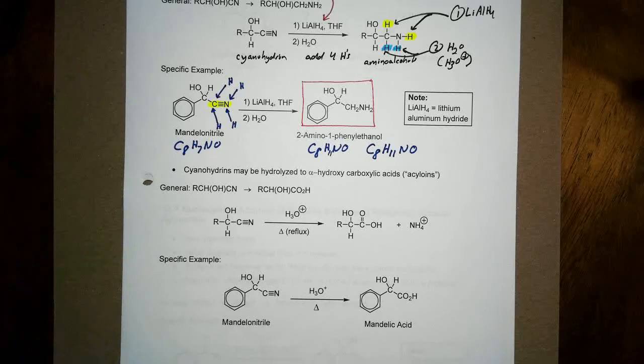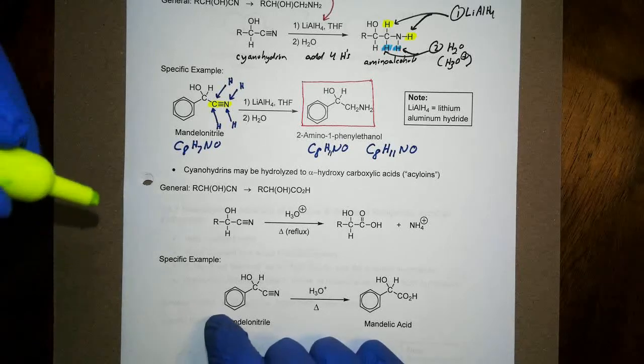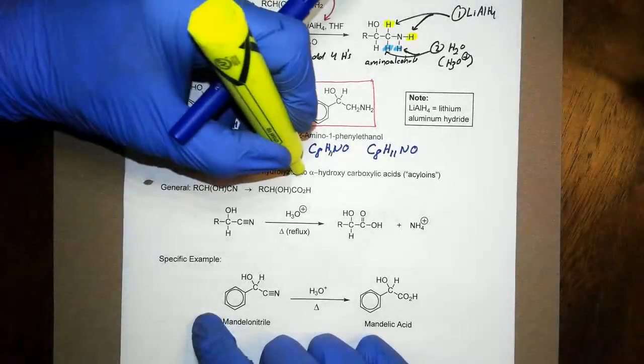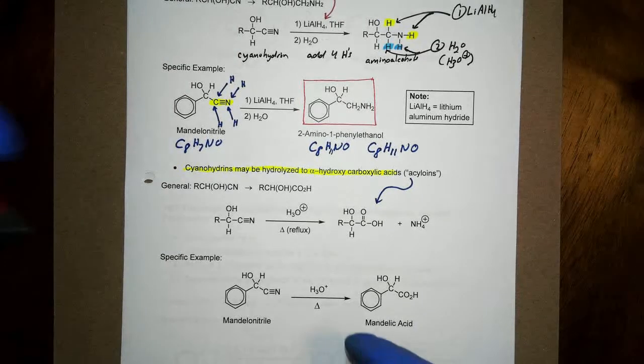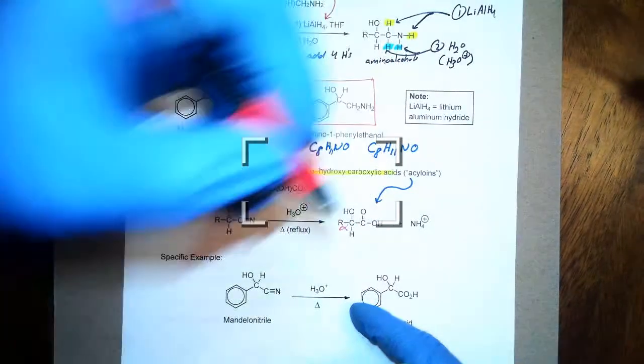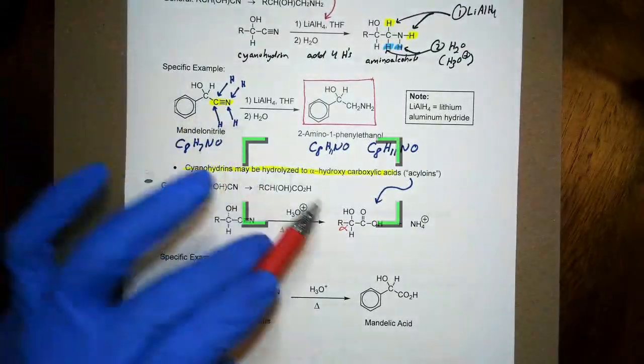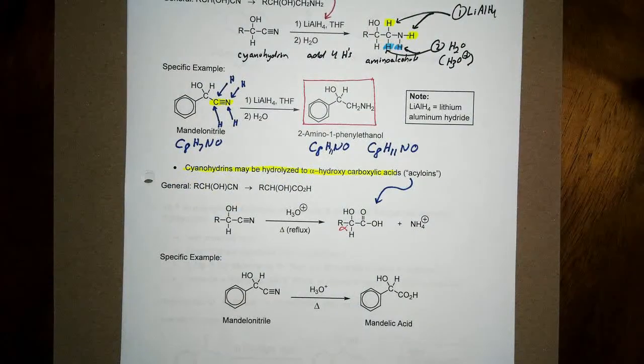One of the more practical things that can be done with them is cyanohydrins can be hydrolyzed to alpha hydroxycarboxylic acids. Now, the old-fashioned name for that is an acyloin. Okay, acyloin. Right. So an example of an acyloin is that. The reason these are called alpha hydroxy is because if you consider that carbon there as being alpha, it's got an OH group on it, hence alpha hydroxy, and this group over here is a carboxylic acid.